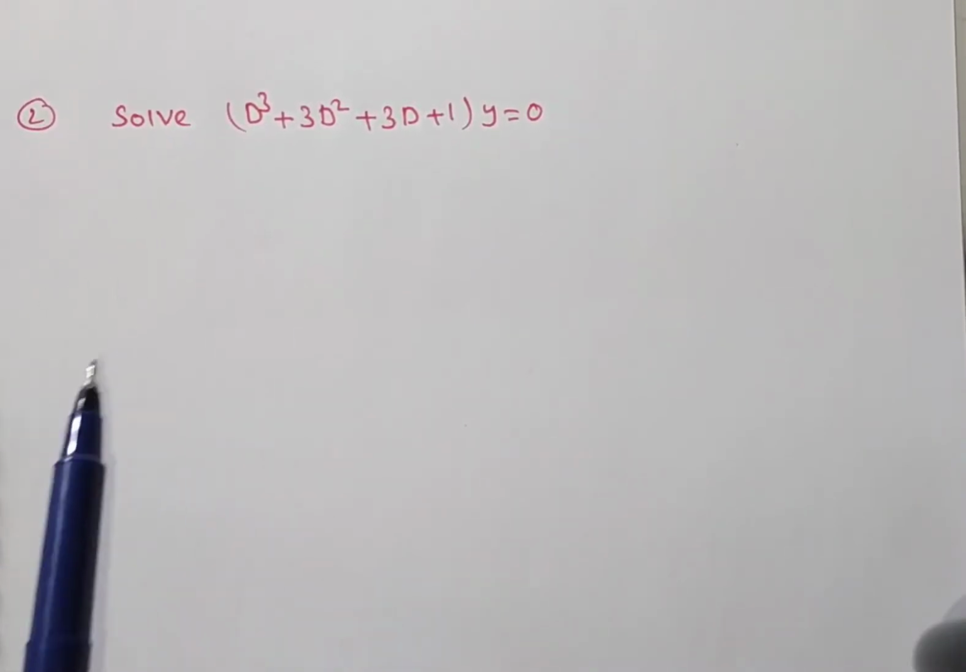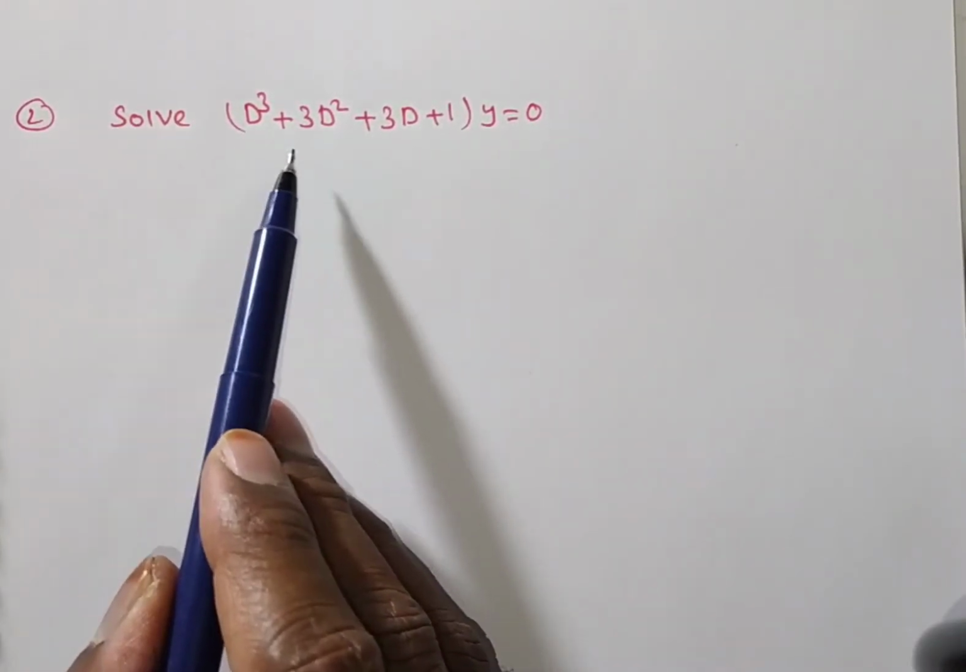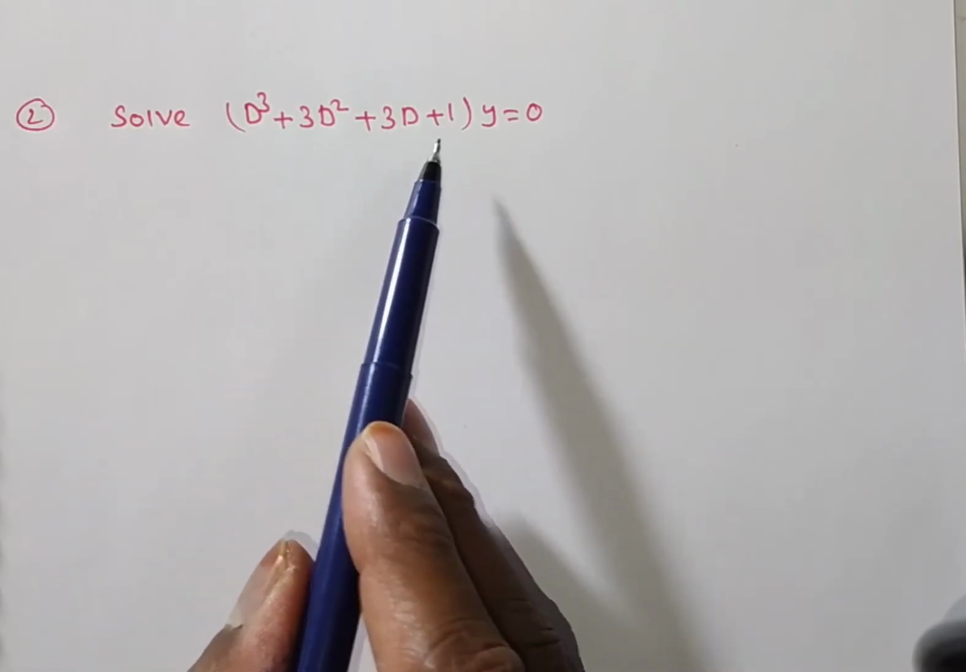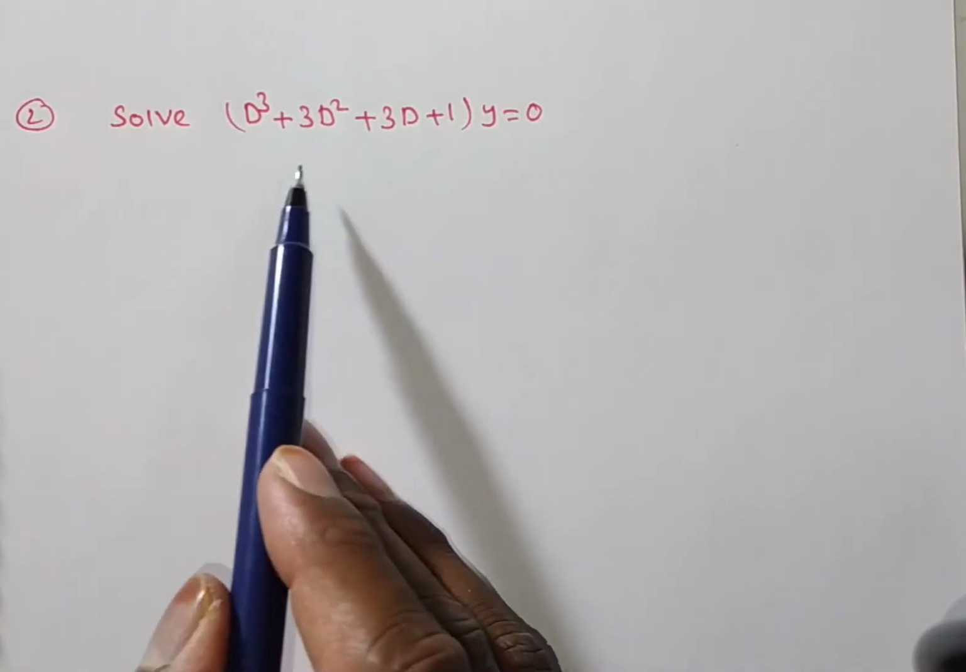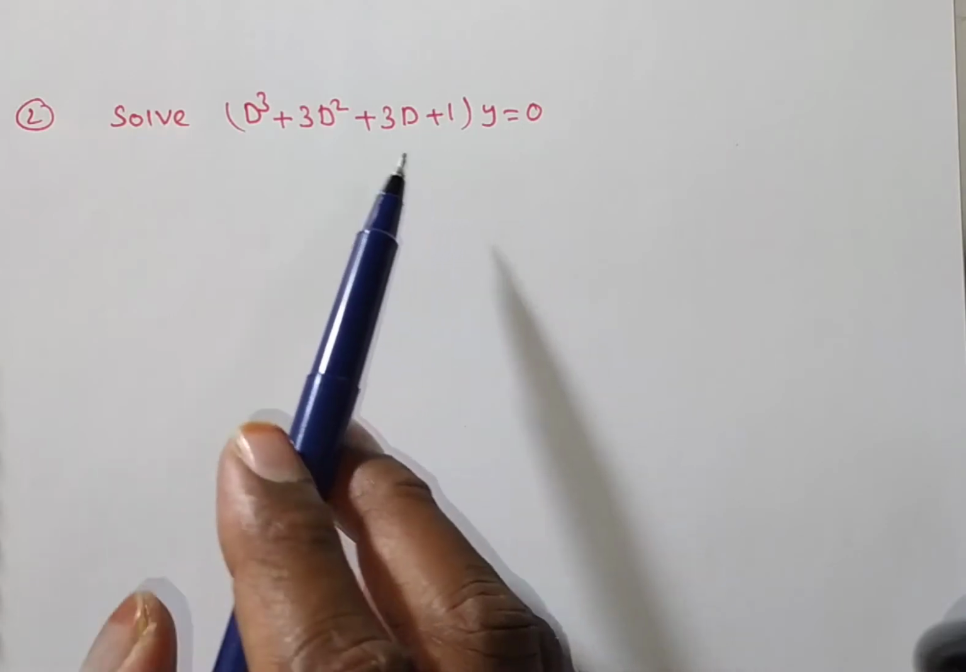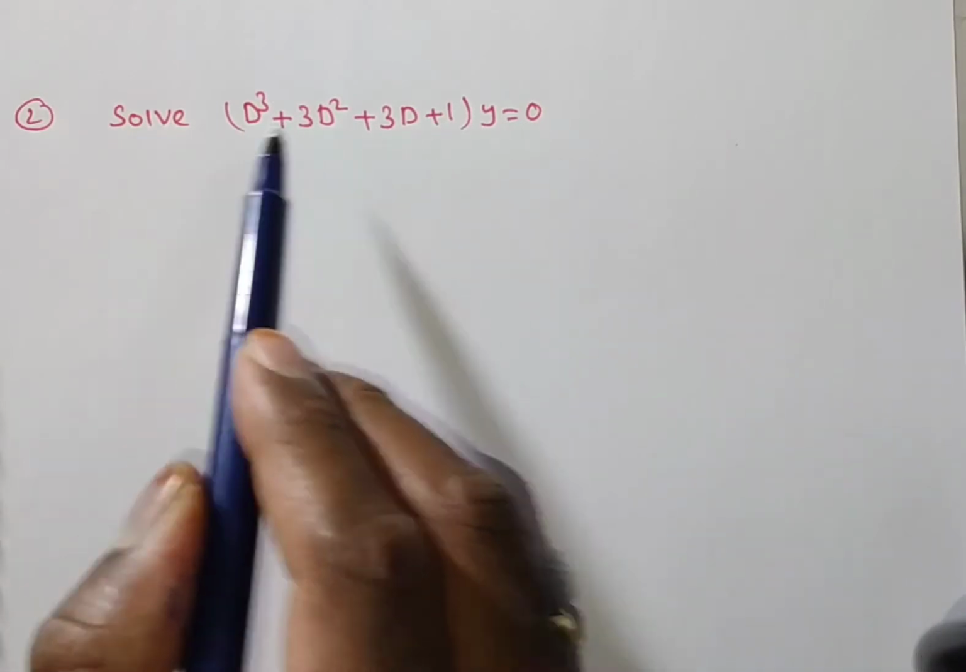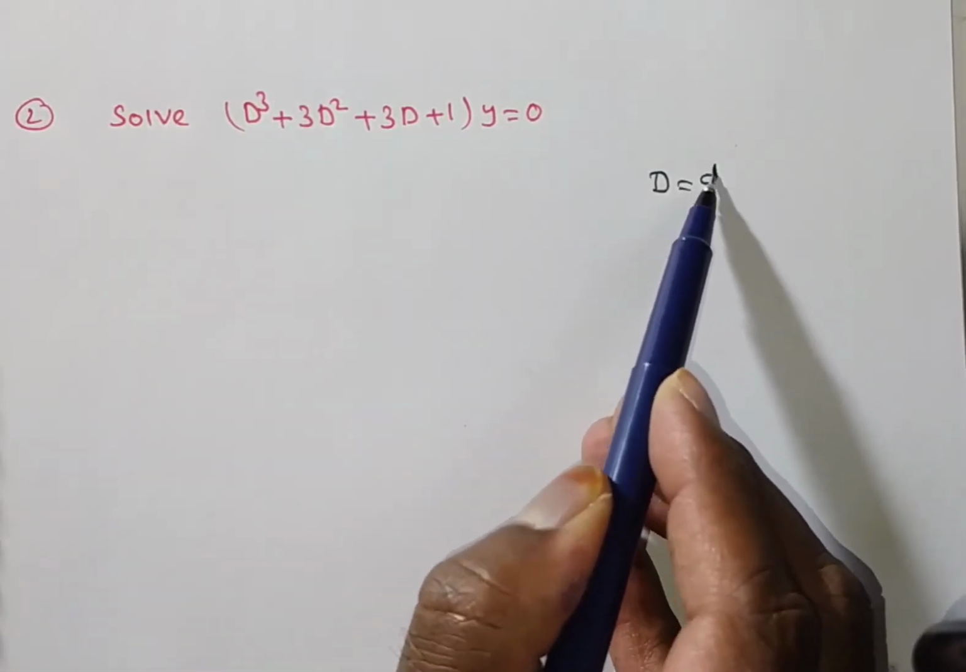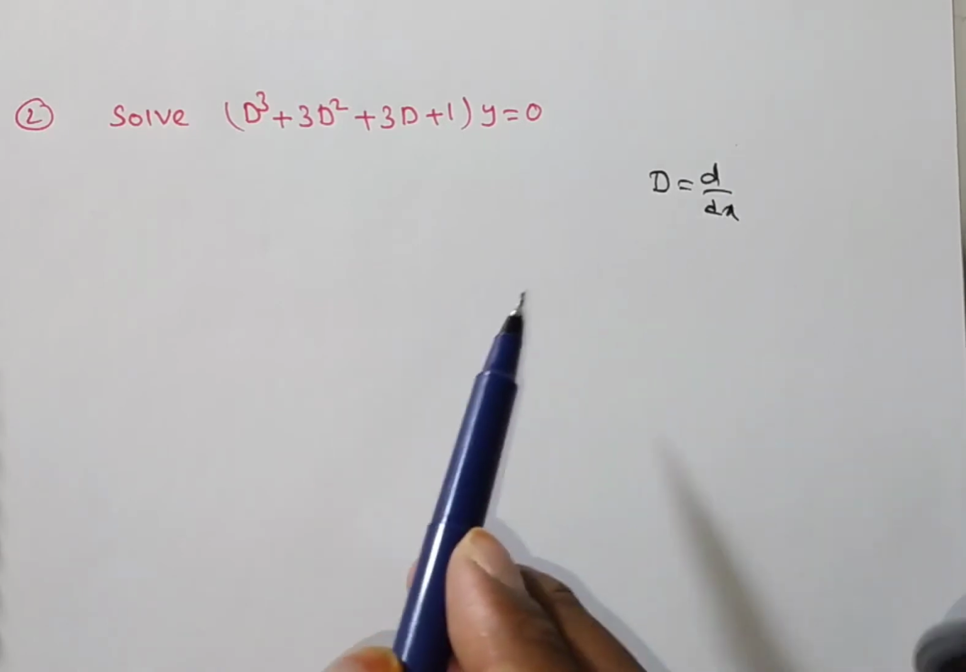Friends, the given problem is: solve (D^3 + 3D^2 + 3D + 1) y = 0. Now it is in the operator form only. Observe here, you have D, D square, D cube. D is nothing but a differential operator. We are denoting it with d by dx.